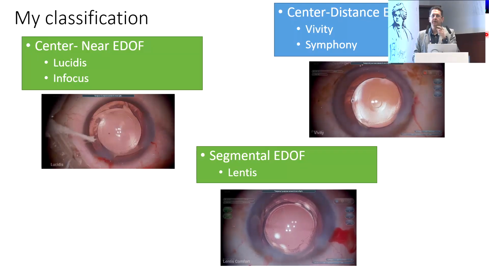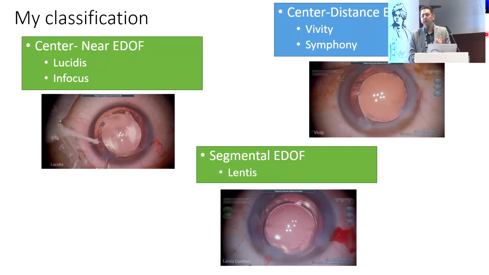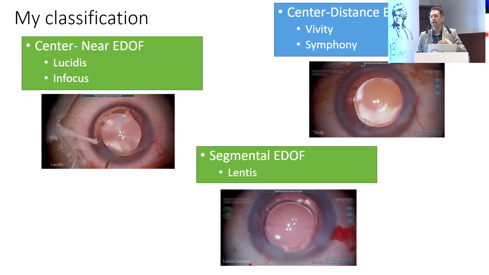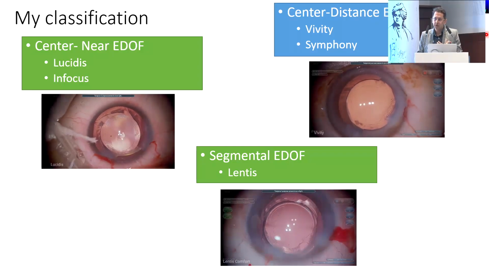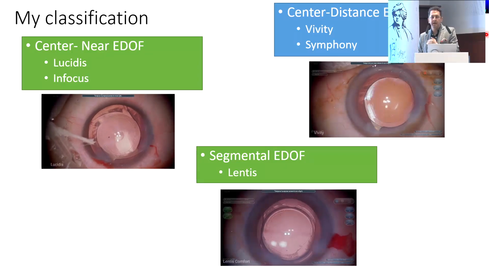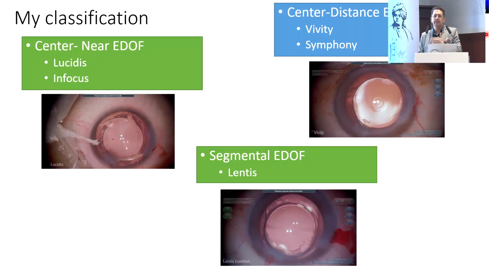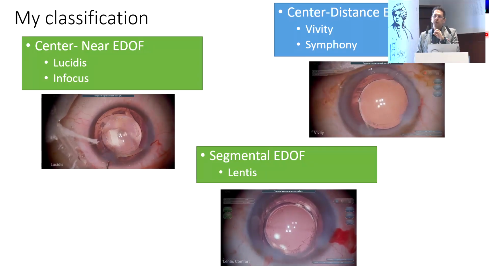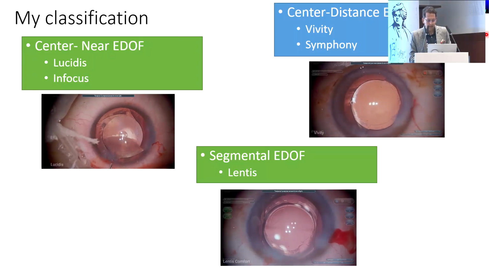This classification is very useful when we are considering using an EDOF for a particular patient. Just to give an example, you get a patient who is more interested in distance correction. That means he wants distance vision to be crisp. You will maybe go for a center distance EDOF rather than a center near EDOF. On the other hand, if the patient wants more near or intermediate vision and distance can be a little compromised, we can go for a center near EDOF, because irrespective of the pupil size, the patient will definitely get better near vision than the other.